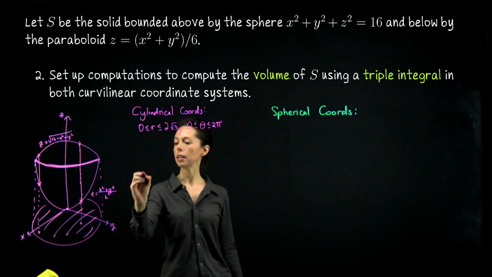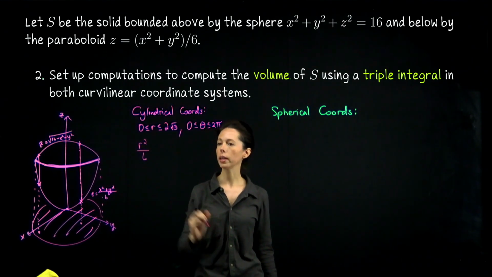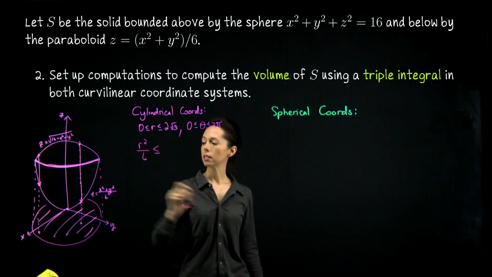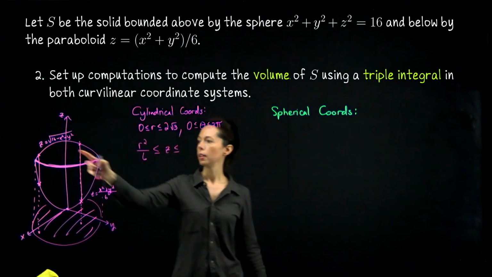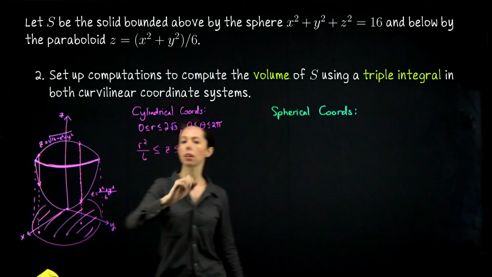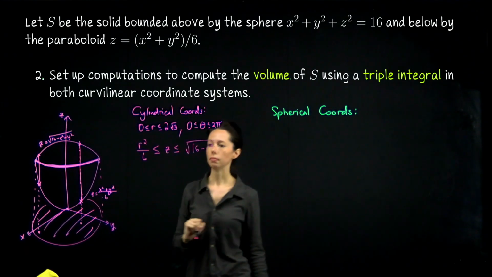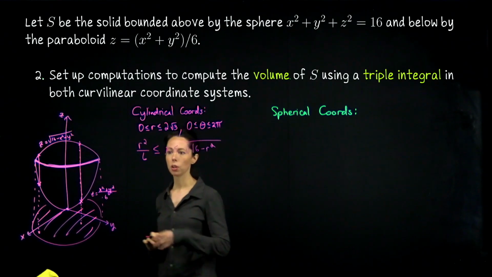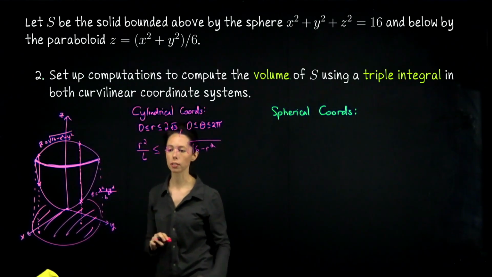So the bounds for z are going to be r squared over 6, where I've converted this equation to cylindrical coordinates. That's determining when we enter the solid, up through this equation that determines when we exit the solid. So that's 16 minus r squared. So you must have bounds which reflect the fact that this solid has a shape, and the shape is being determined by these two functions.